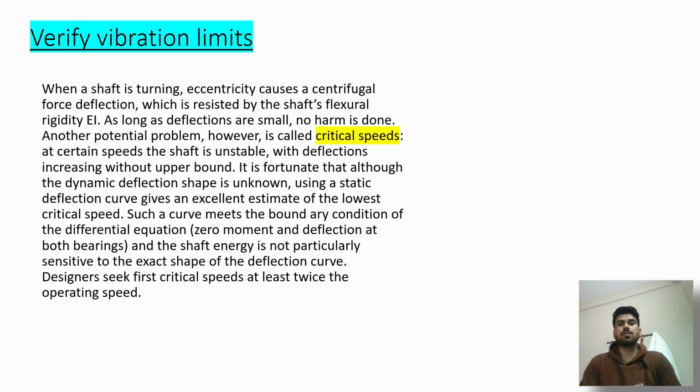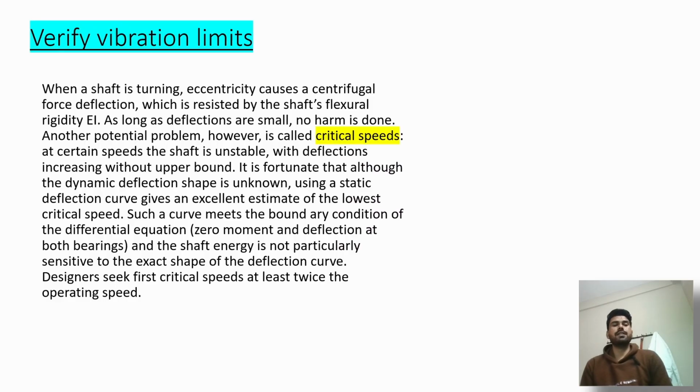Coming to the next phase, verify vibration limit. When a shaft is turning, it essentially causes a centrifugal force deflection, which is resisted by the shaft's flexural rigidity EI. As long as deflections are very small, no harm is done. Another potential problem, however, is called critical speed. At critical speeds, the shaft is unstable, with deflections increasing without upper bound.